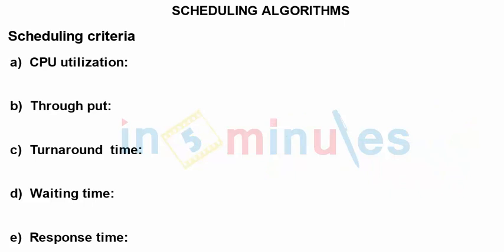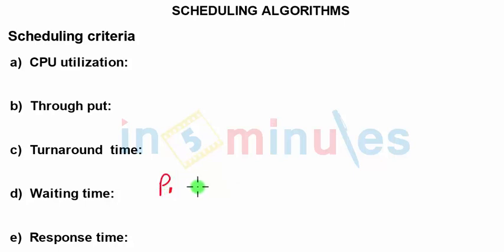The next criteria is waiting time. Now, what exactly is waiting time? Waiting time is the time for which a process is not executing. I repeat, waiting time is the time for which a process is not executing.